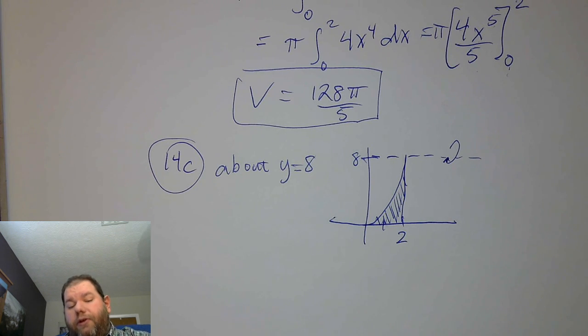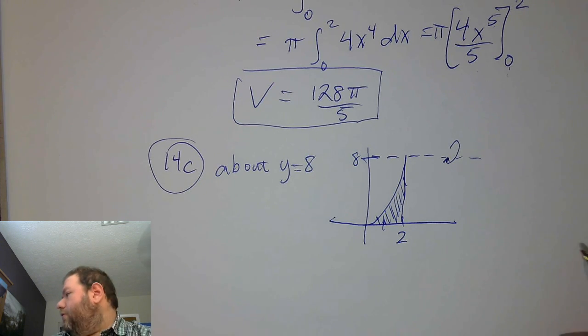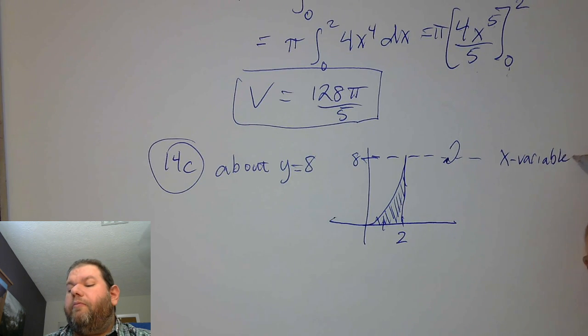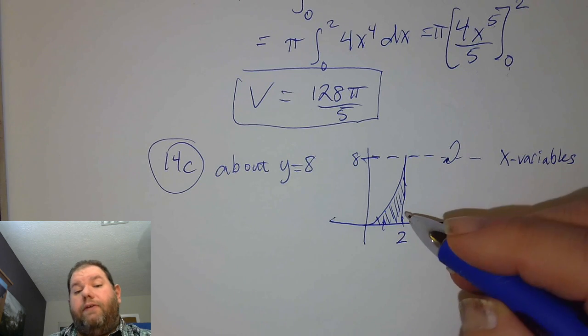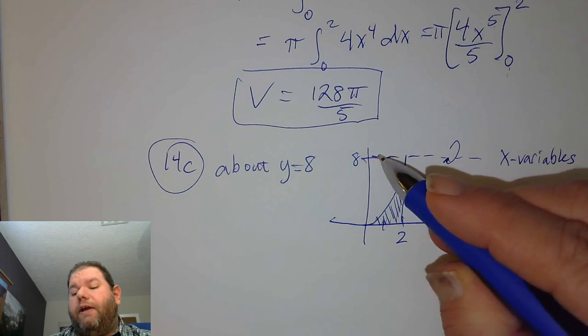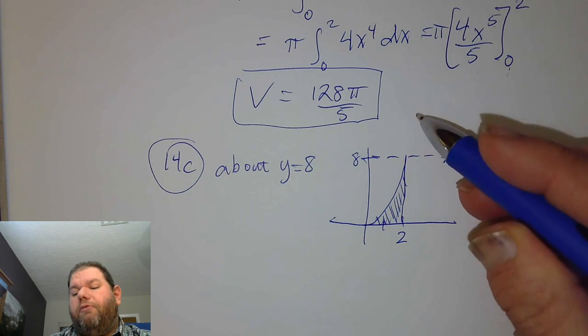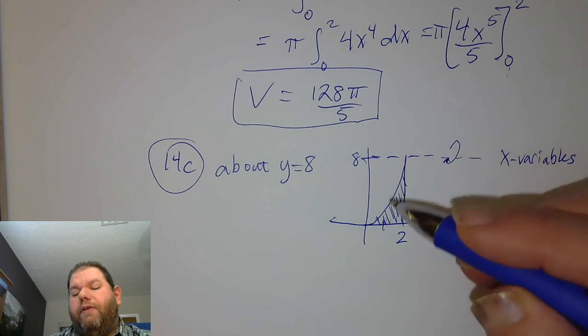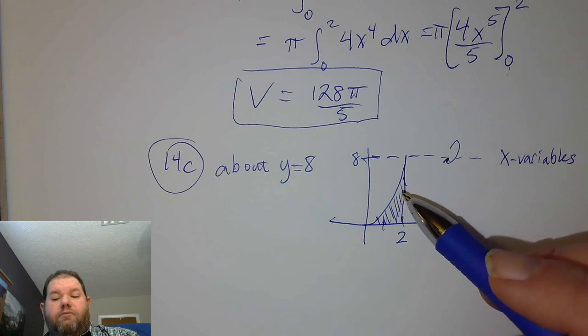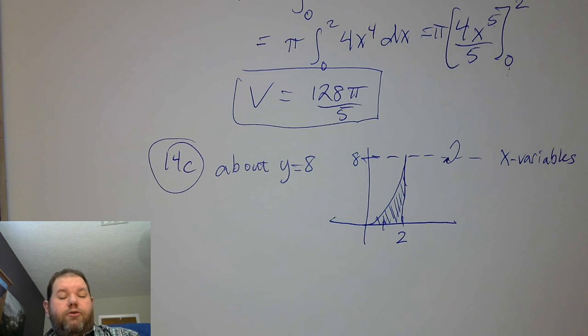X, yeah, horizontal, we use X. Vertical, we use Y. So we're going to use X variables. As this shaded area is revolved around this axis, we revolve that area around the axis, is it going to create a hole in the middle? So the question is, is it a disk or washer method now?